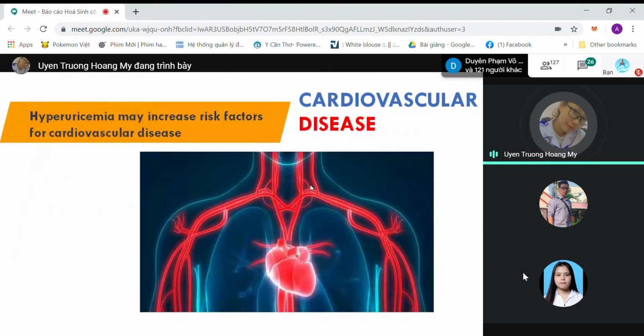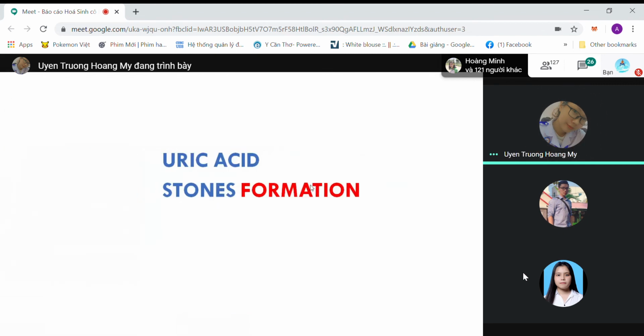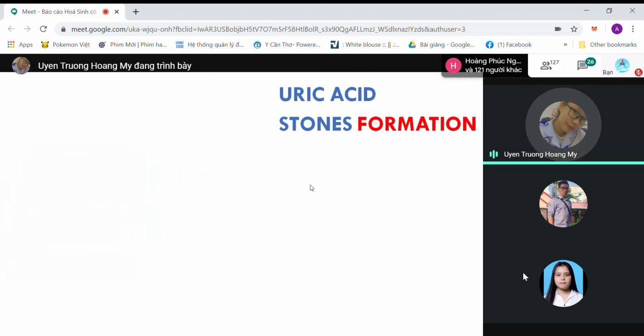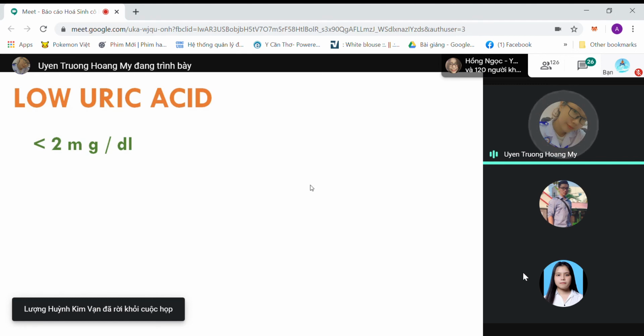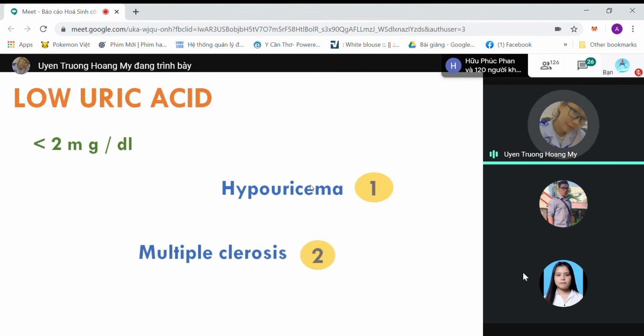Next is cardiovascular disease. Hyperuricemia may increase risk factors for cardiovascular disease. And the last one is uric acid stone formation. So, how about low uric acid? It is when you have less than 2 mg per deciliter, and it's related to some cases such as hypouricemia and multiple sclerosis.